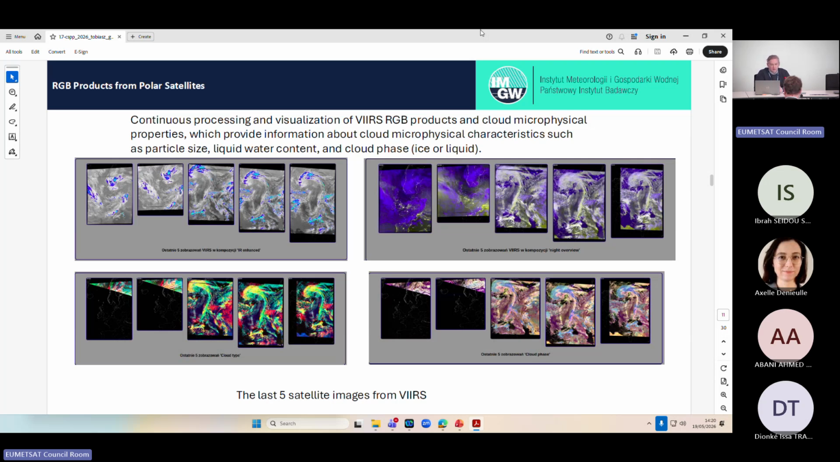Now we can go to the products, and in real time, we process and visualize the VIIRS RGB product and cloud microphysics properties, which provide information about cloud microphysics characteristics such as particle size, liquid water content, and cloud phase. And this is how it looks in the last 5 satellite images from VIIRS from our web page. And this is very important for forecasters during the day.